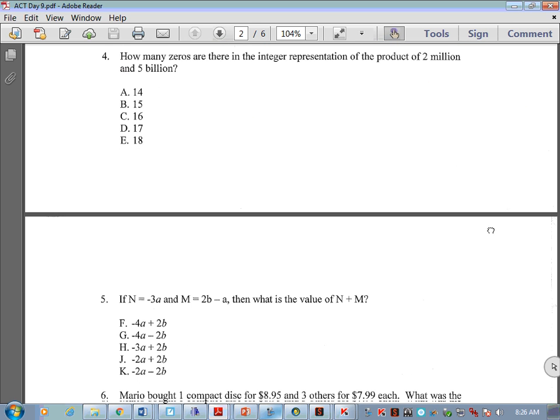All right, let's look at question number 4. Dylan. 16 is correct. Any questions on number 4? Yes? You want to see it? Well, let's just look. How many zeros are there in the integer representation of the product of 2 million and 5 billion? All right, so product means what? Multiplication. Okay, so I've got 5 billion.